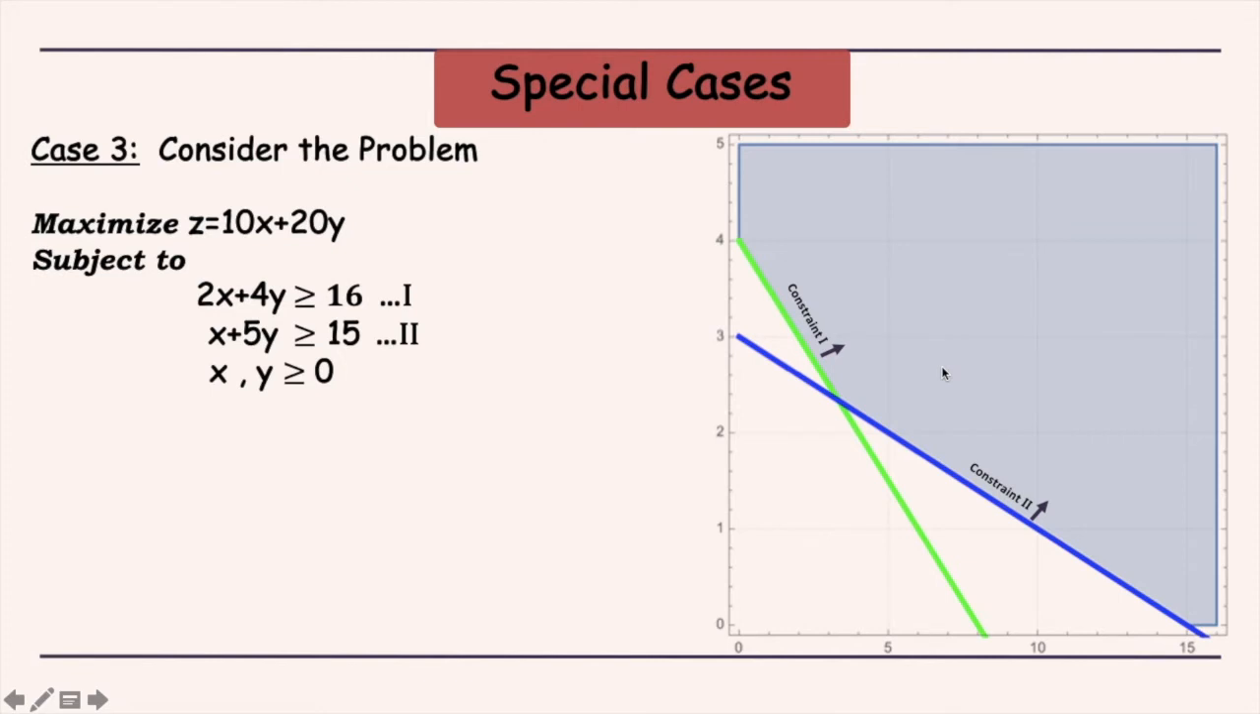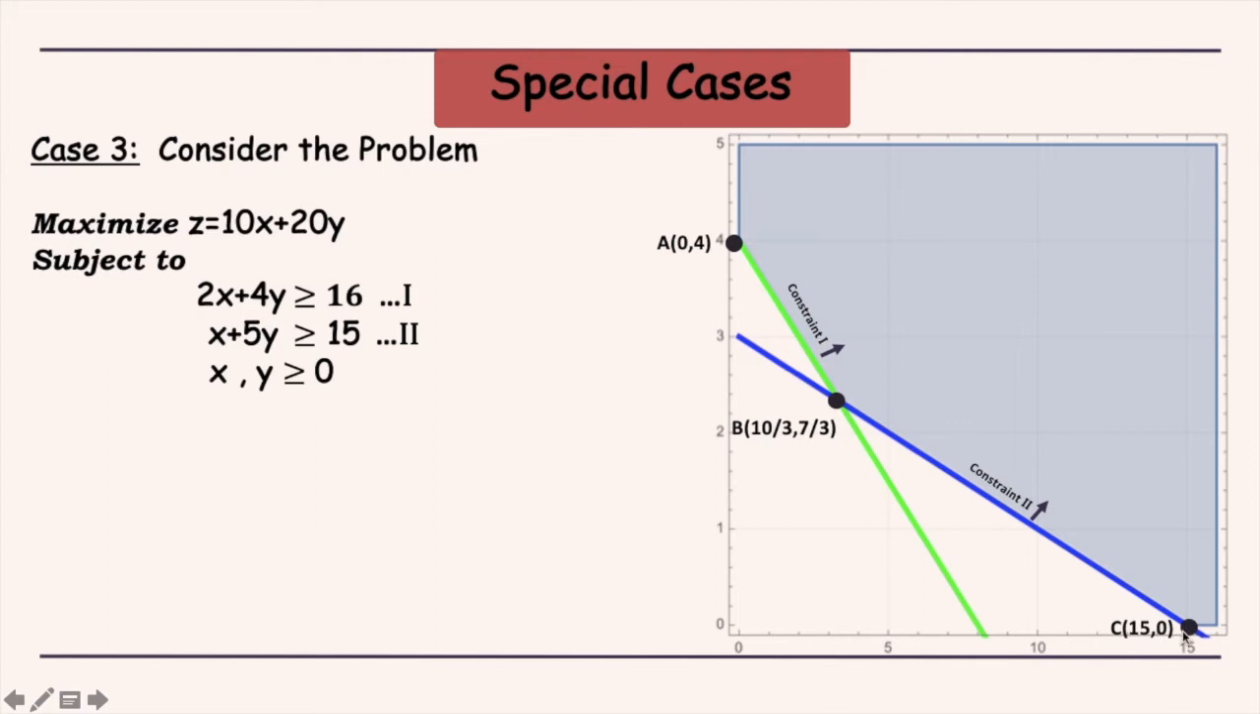Now we mark the boundary points. Here the corner points, point A is one of the corners with coordinates 0, 4. The next corner is point B, coordinates 10 by 3, 7 by 3. It is obtained by solving simultaneously the 2 equations, that is 2x plus 4y equals to 16 and x plus 5y equals to 15. The third corner is given by the coordinates 15, 0.